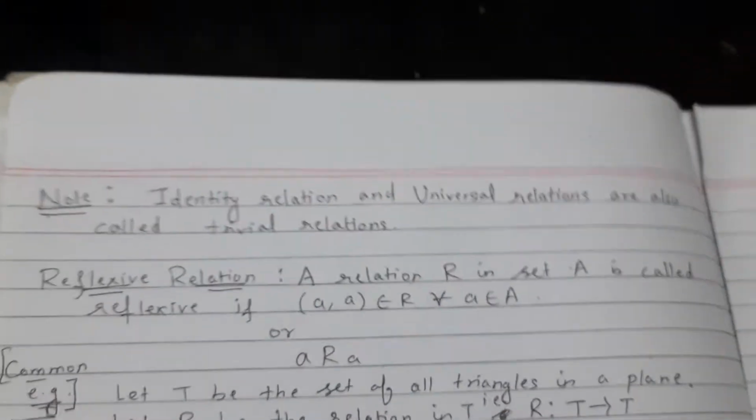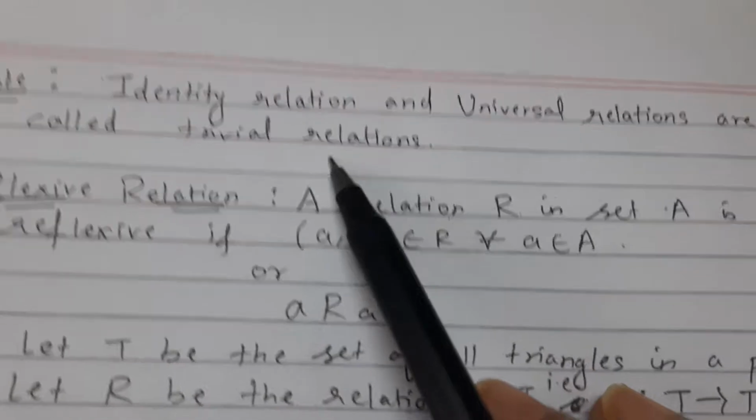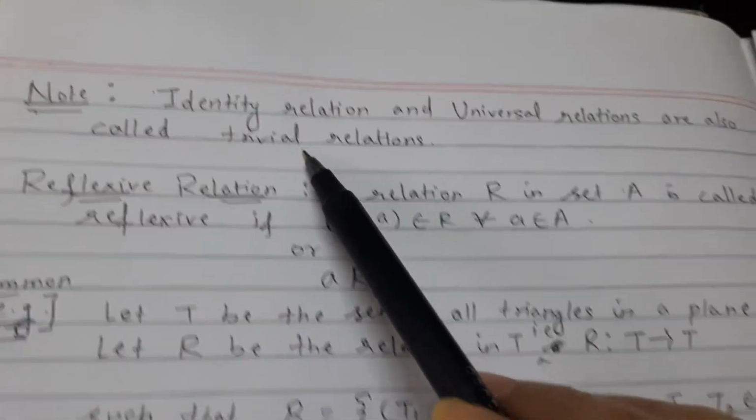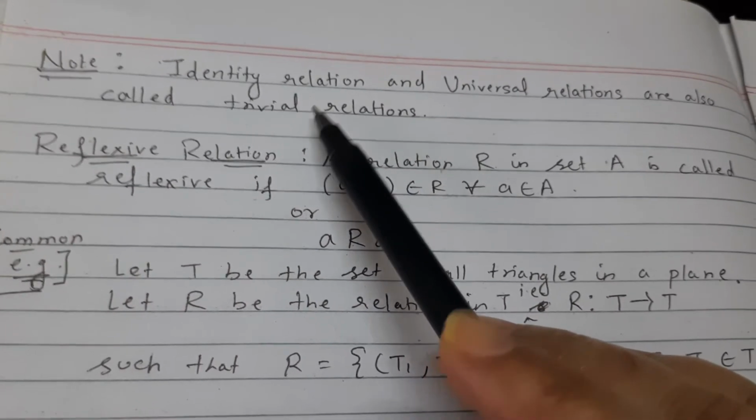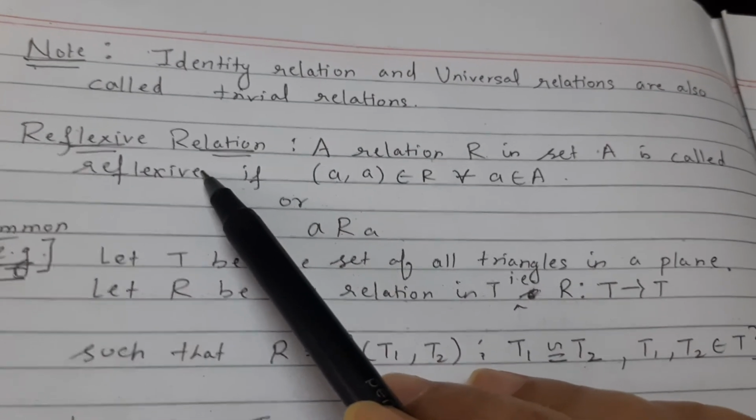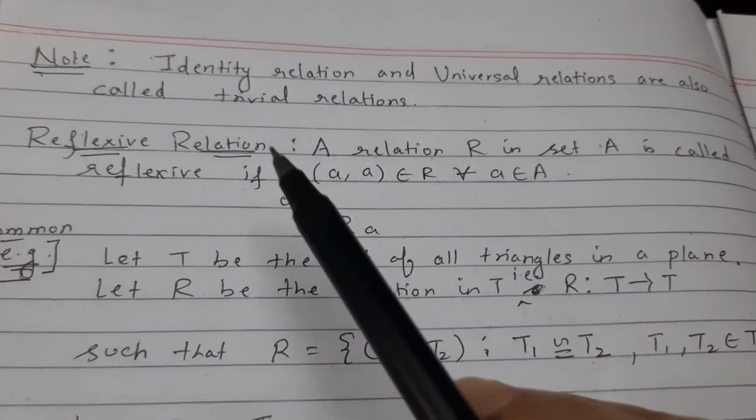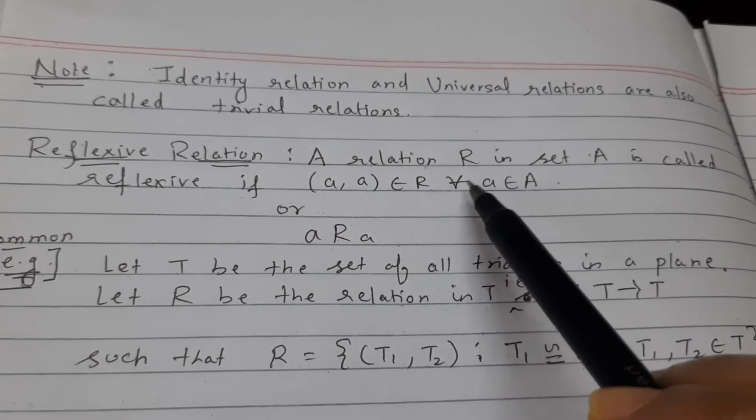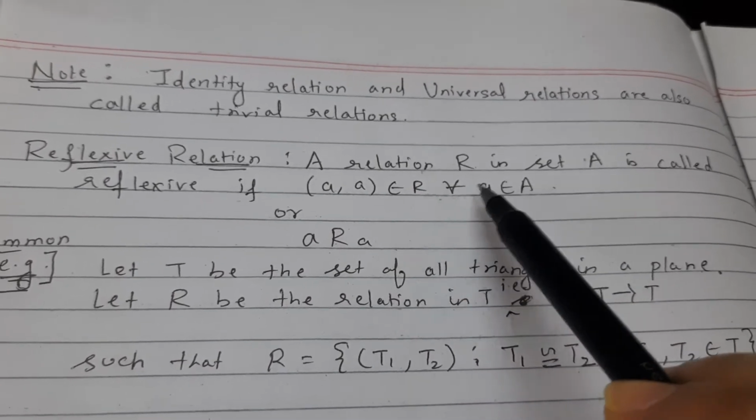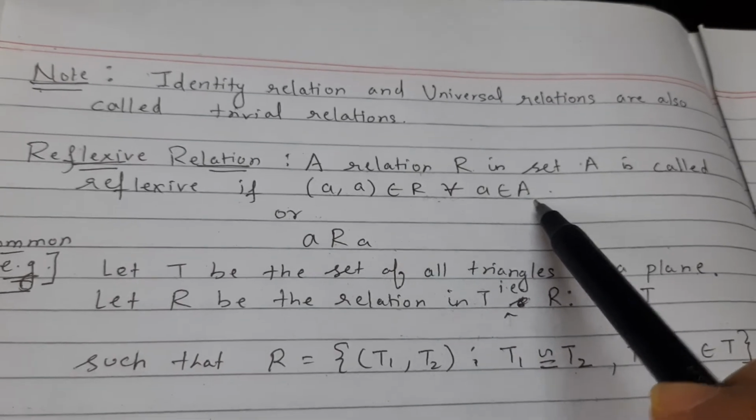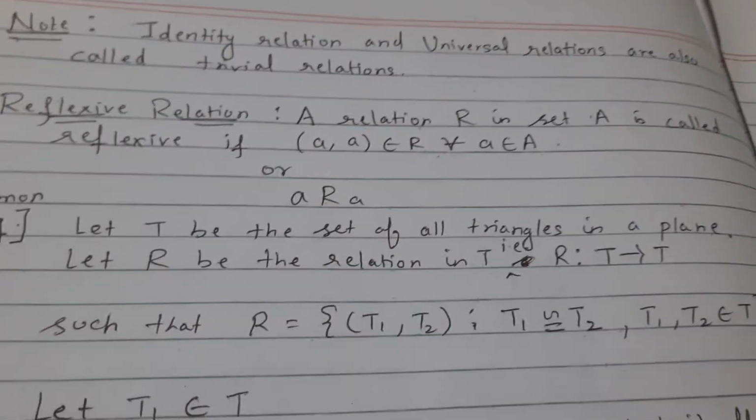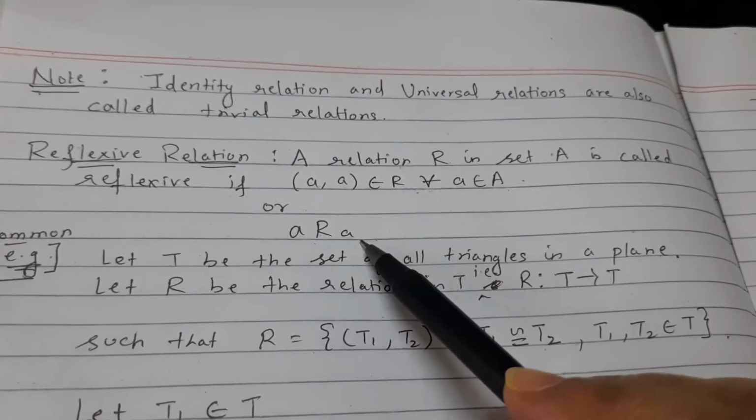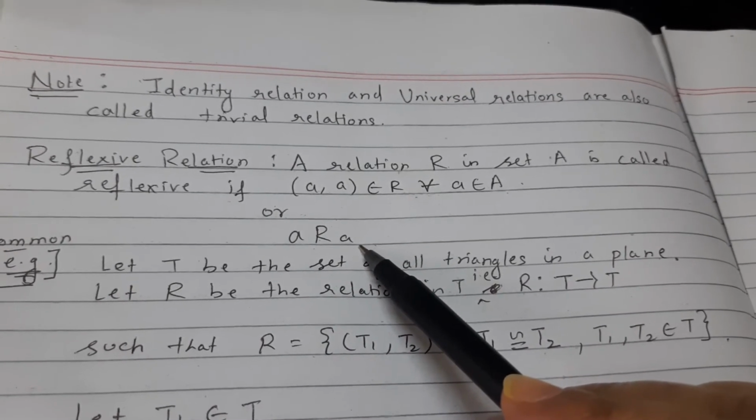Next, there is a note over here. Identity relation and universal relation are also called trivial relations. Now let us see reflexive relation. A relation R in set A is called reflexive if (a, a) belongs to R for all a belonging to A. So (a, a) belongs to R can also be written as a R a, a is related to a.